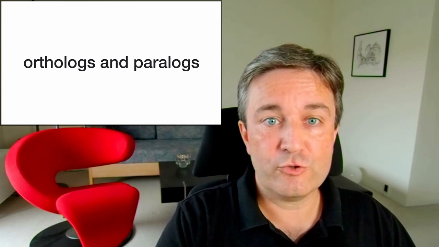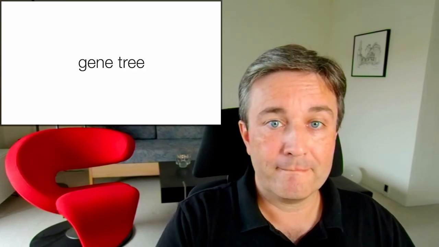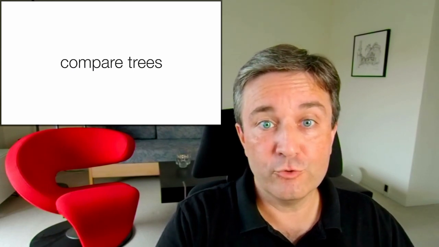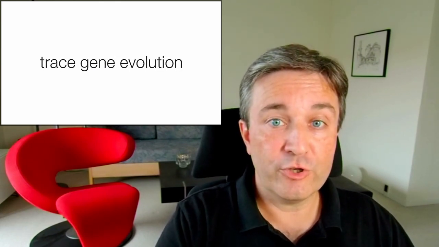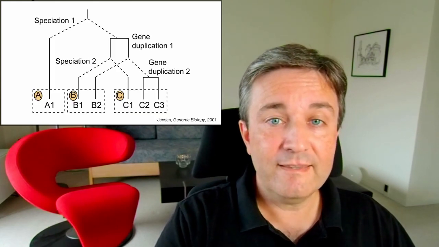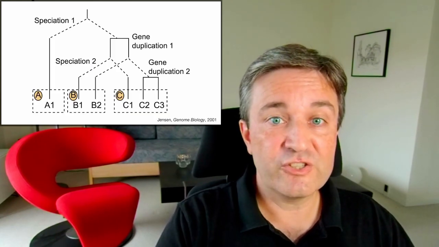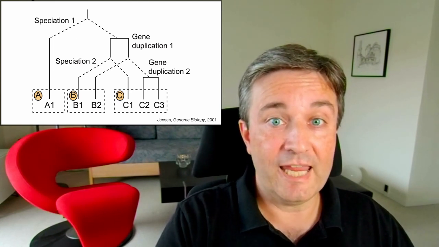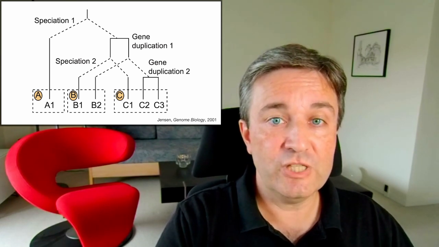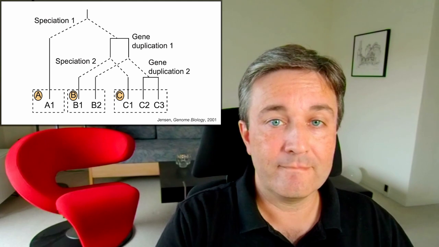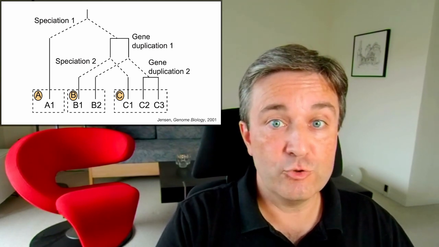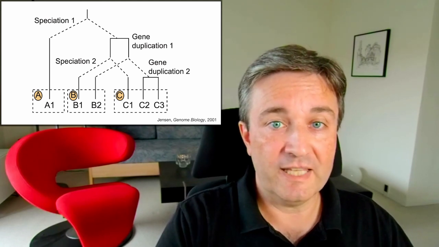This finally gets us to the topic of orthologs and paralogs. If you have a gene tree and a species tree, you can compare the two and trace gene evolution through species. In this slightly complicated figure, you see six different genes from three organisms, the organisms being A, B, and C, and the genes being A1, B1, B2, C1, C2, and C3. There have been several events happening in evolution here in this example, two speciation events and two gene duplication events.